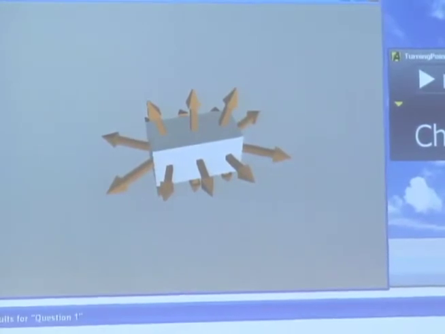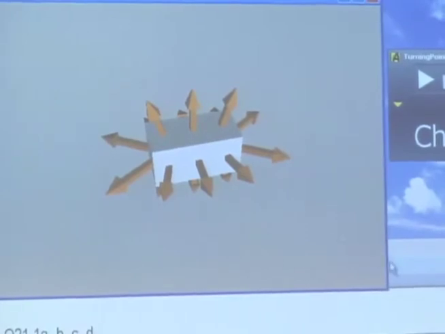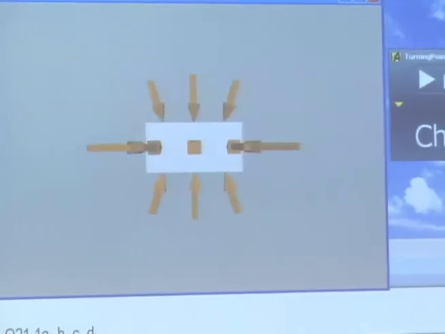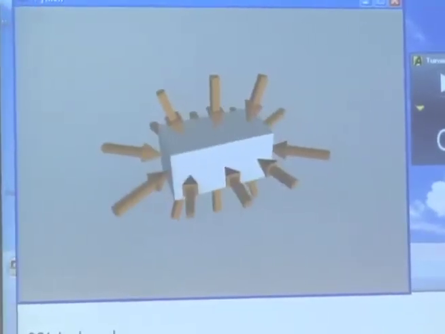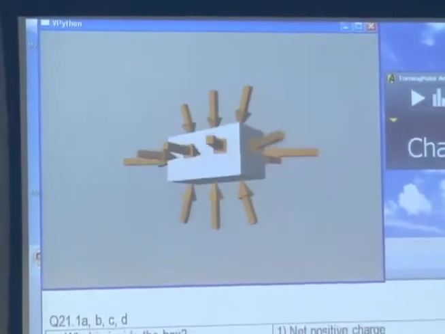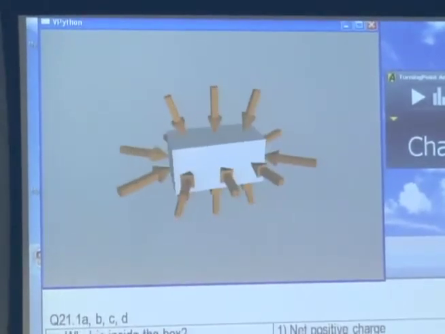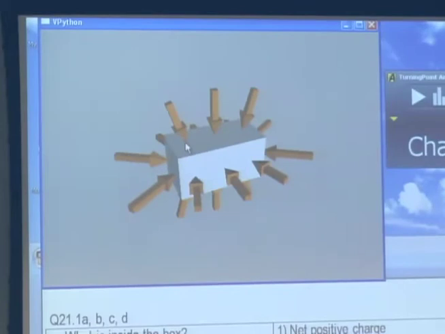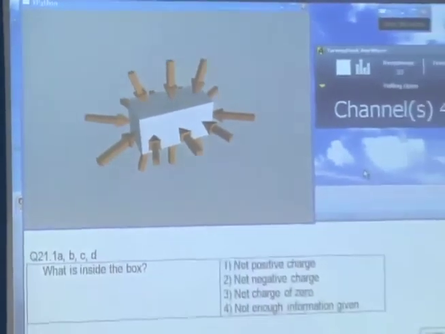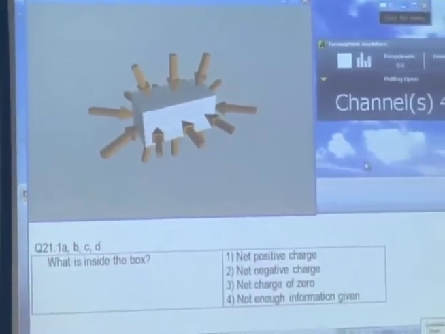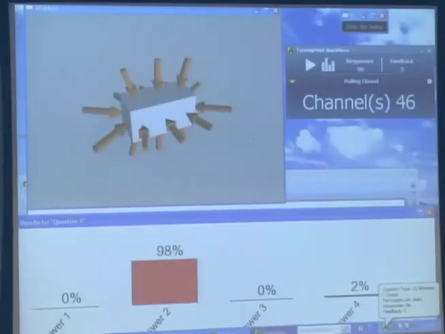Let's try another one. Let's look at this one. And here I am drawing electric field vectors again at observation locations on the surface of the box. I'm changing our convention a little bit. I'm putting the tips of the arrows rather than the tails at the observation locations just so we can see these arrows and they're not inside the box. What's inside the box? Same question. It's got to be negative charge, right?